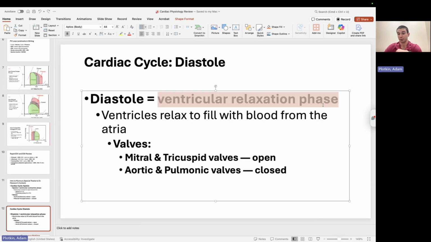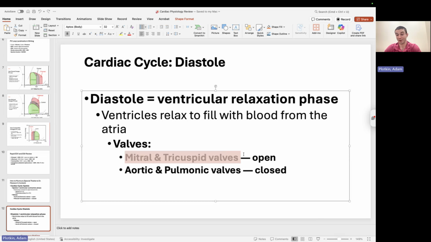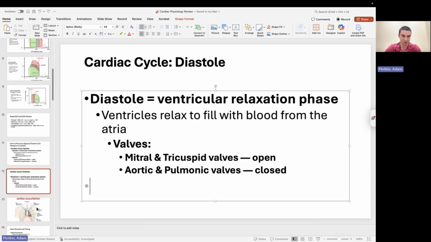Diastole, again, is ventricular relaxation. The ventricles relax to fill with blood from the atria. So in this case, the mitral and tricuspid valves are open, and the aortic and pulmonic valves are closed. We've gone over this. It's just a review.